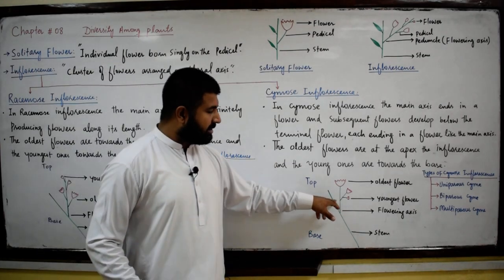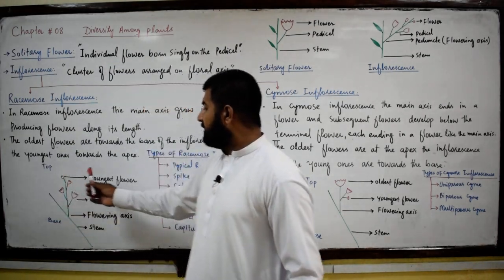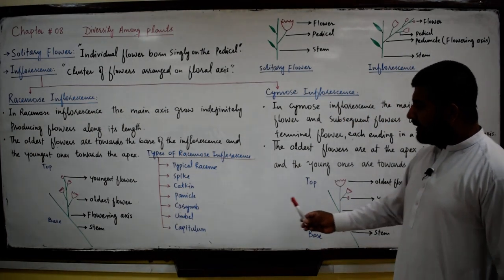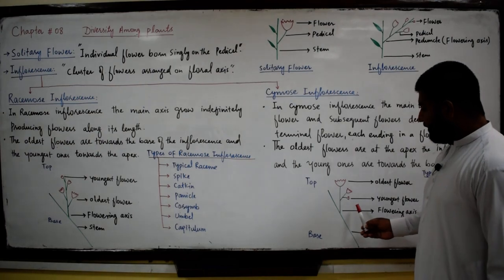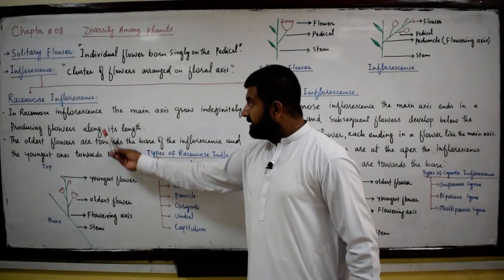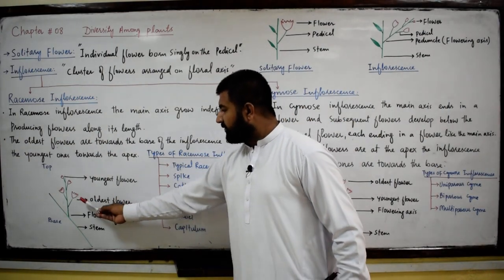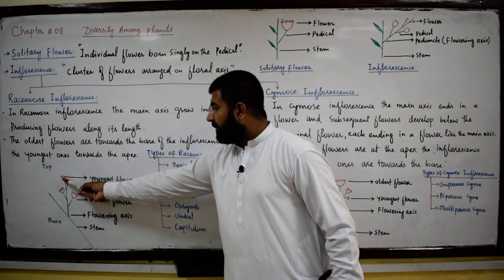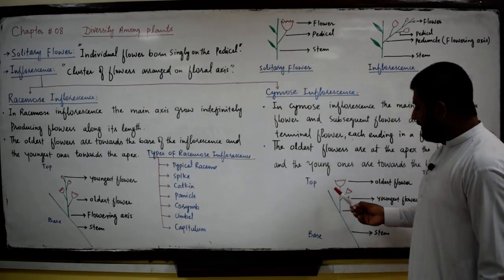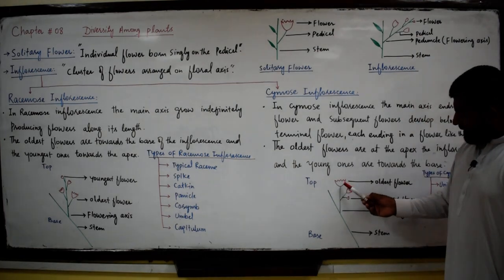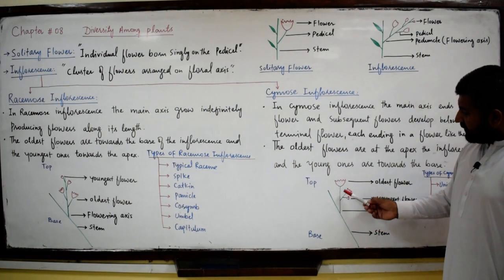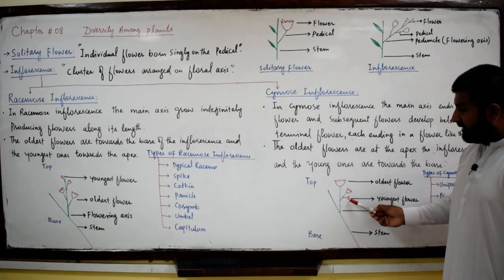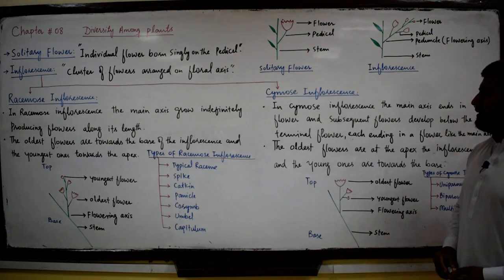This is the main difference between the racemose inflorescence and cymose inflorescence. You can compare both these diagrams. You will see that here in racemose inflorescence, the oldest flowers are at the base and the youngest ones are at the top or towards the apex. While here you will see that the oldest flower is at the top or the apex and the youngest ones are at the base.